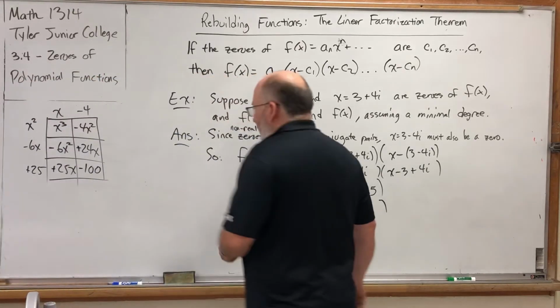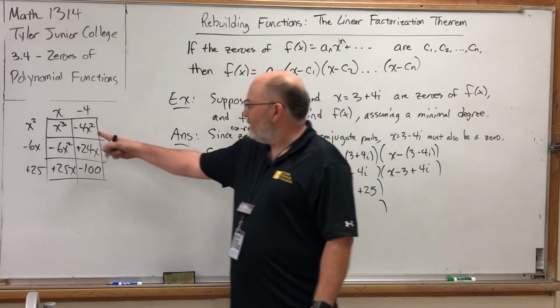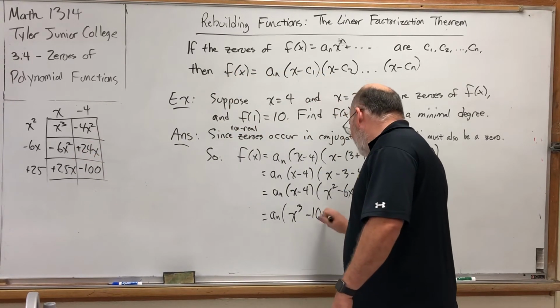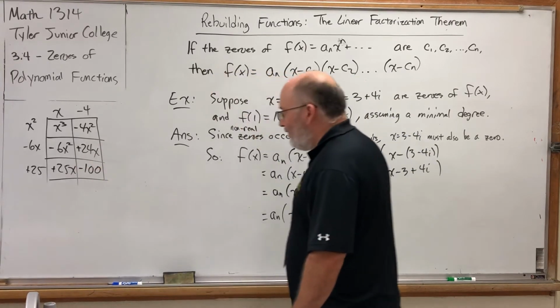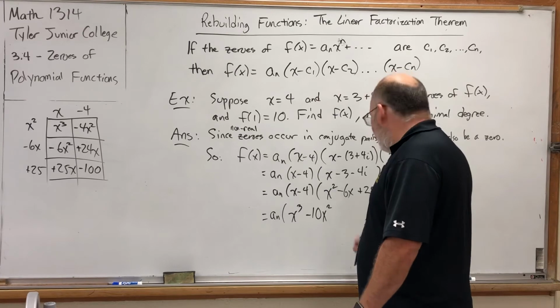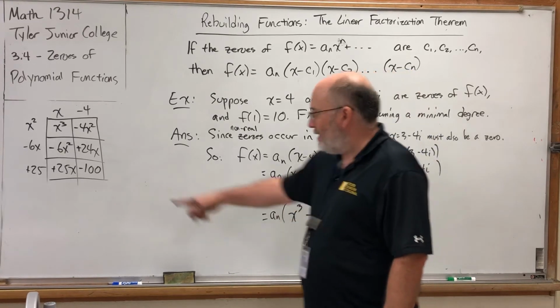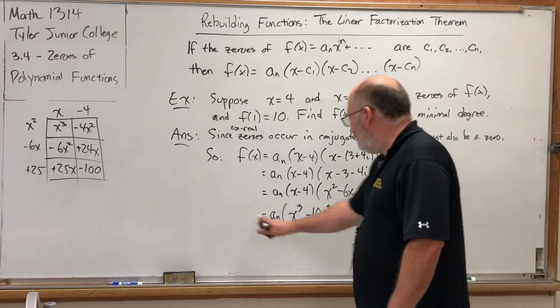So let's gather up all the like terms. There's only one x cubed. We have negative 4x squared and negative 6x squared, which is negative 10x squared. We have positive 24x and positive 25x, which is positive 49x. And then lastly, we have minus 100. So we almost have everything we need.